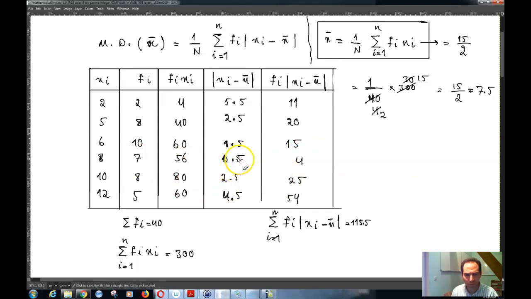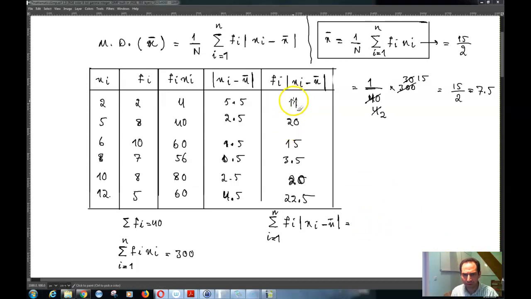7 times 0.5 is 3.5. 8 times 2.5 is equal to 16, and 4 is 20. This is supposed to be equal to 20. And 5.4 is 22.5, right? 22.5. So this number is actually not correct.